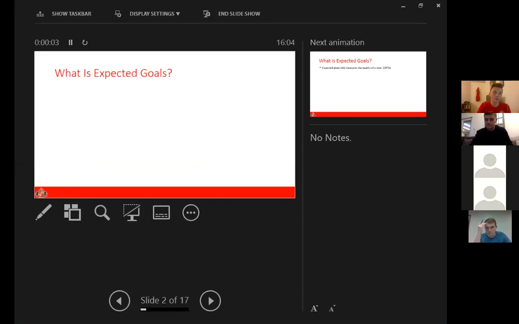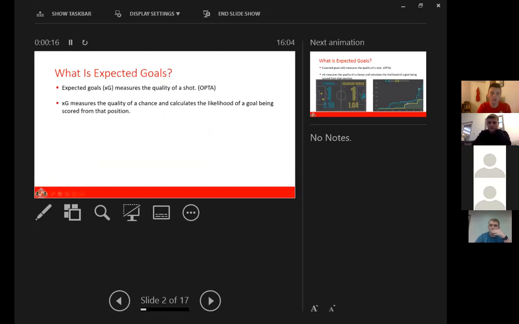So what is expected goals? The opposite definition is that expected goals measures the quality of a shot, but I don't exactly agree with that because it's more of a pre-shot model, so it's more based on the chance. So I would define it as measuring the quality of a chance and calculating the likelihood of a goal being scored from that position, given the type of shot and the position of the opposition.